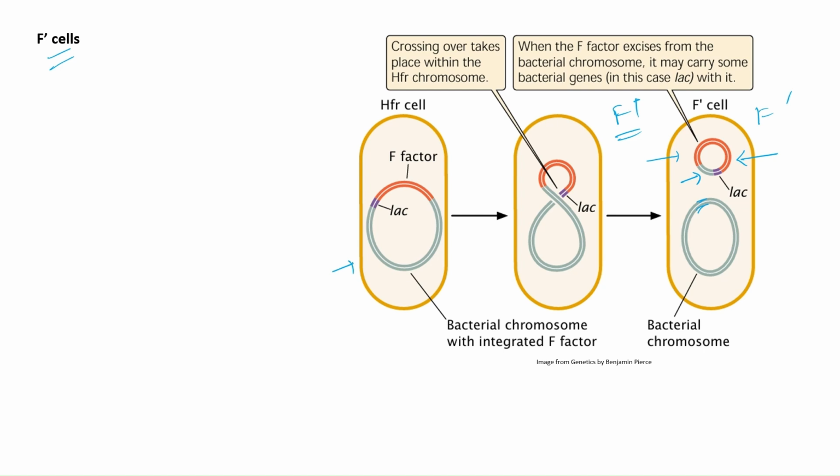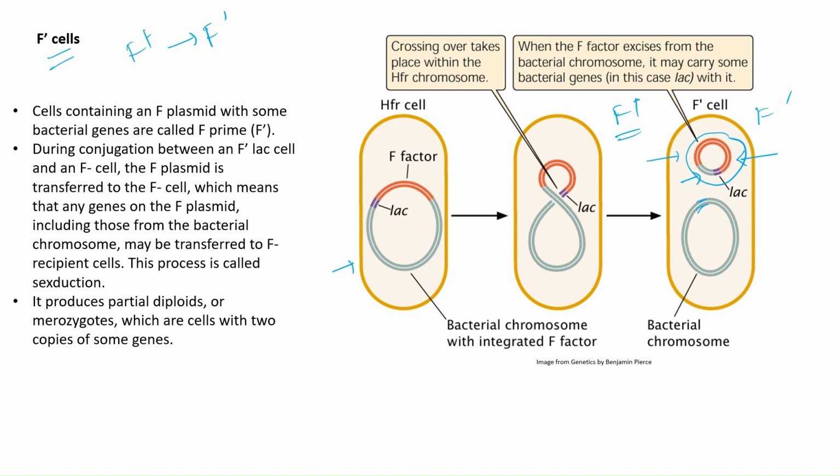F prime cells are also F plus cells, but here the extra chromosomal part contains not only the F plasmid, but also some portion of bacterial chromosomal DNA. In that condition, we call the F plus cell an F prime cell. Now, when such a cell, that is an F prime cell, combines with any other cell and transfers its plasmid to the recipient cell, that method is known as sexduction.